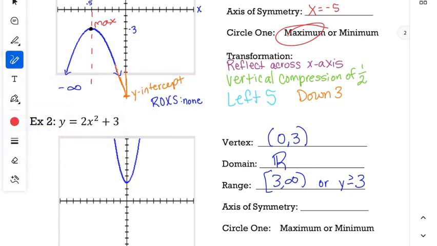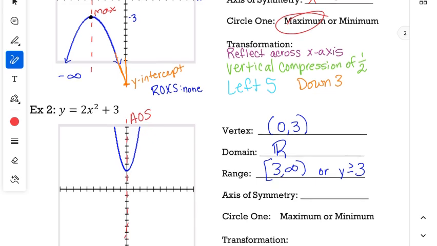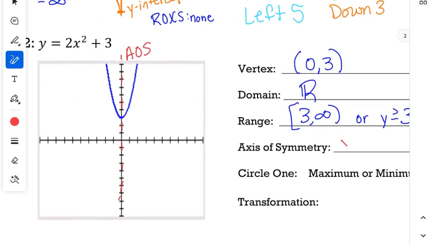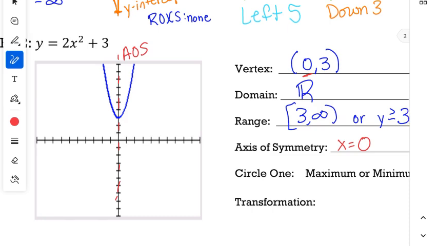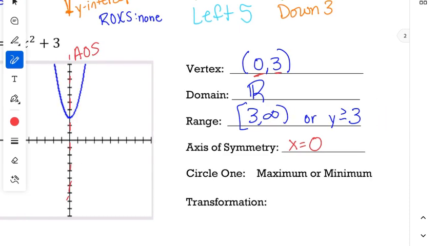Okay, axis of symmetry, that AOS. Did you draw a dotted line? Did you label it AOS? If you didn't, do that now. And then we would write it as x equals 0. And it actually comes from your vertex, remember? Whatever the x value is of your vertex is your AOS. So they correlate. And then also look at range. It said 3. Look at your range. At 3, they correlate too. So they're related to each other.